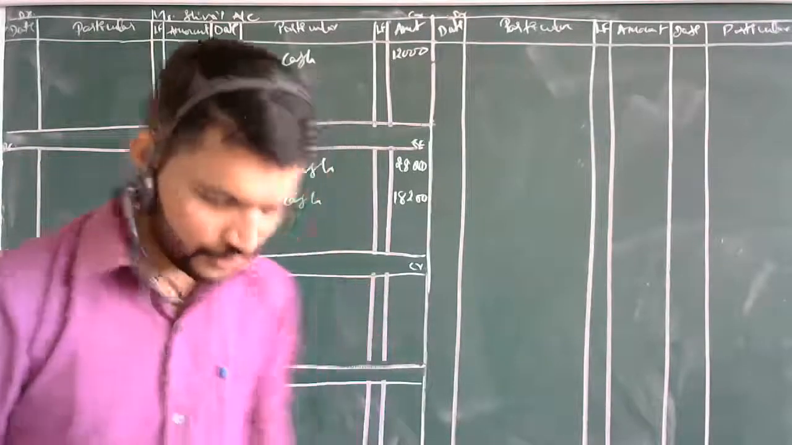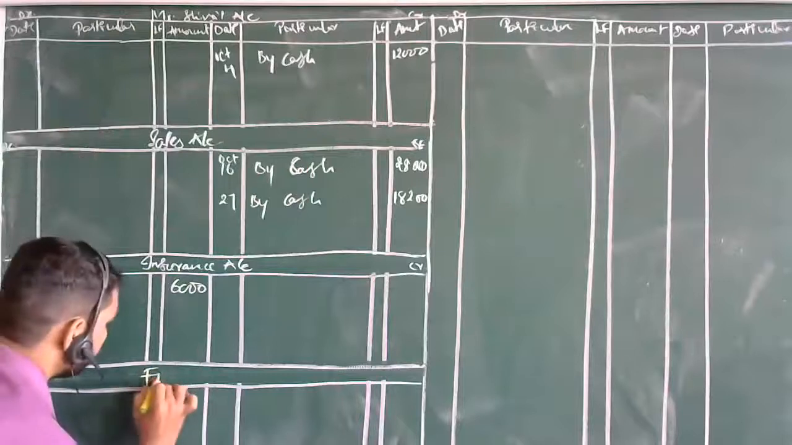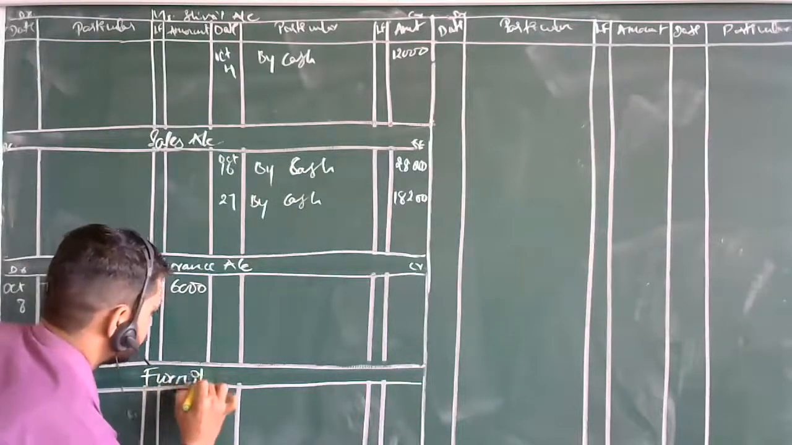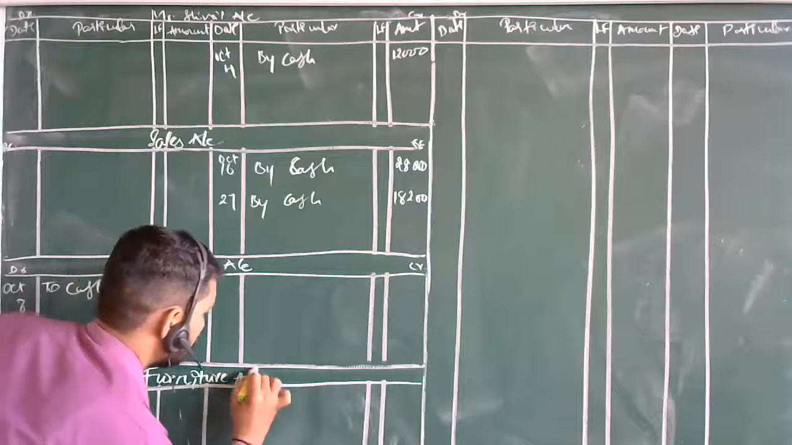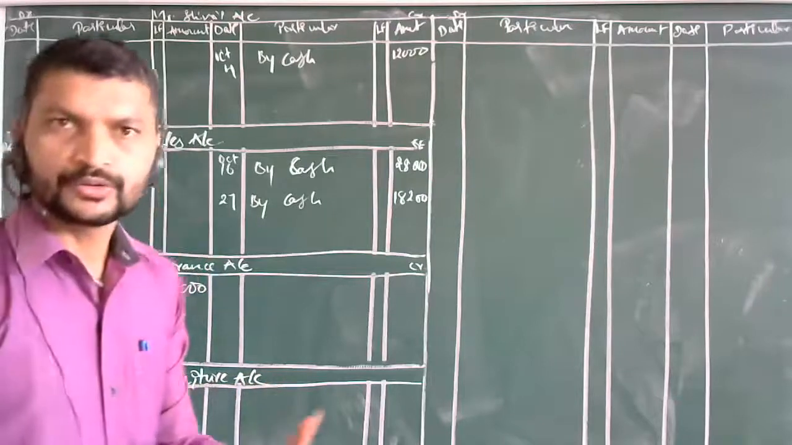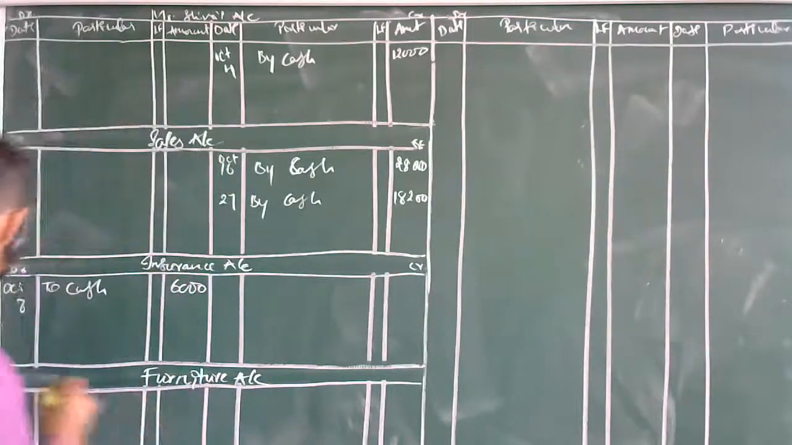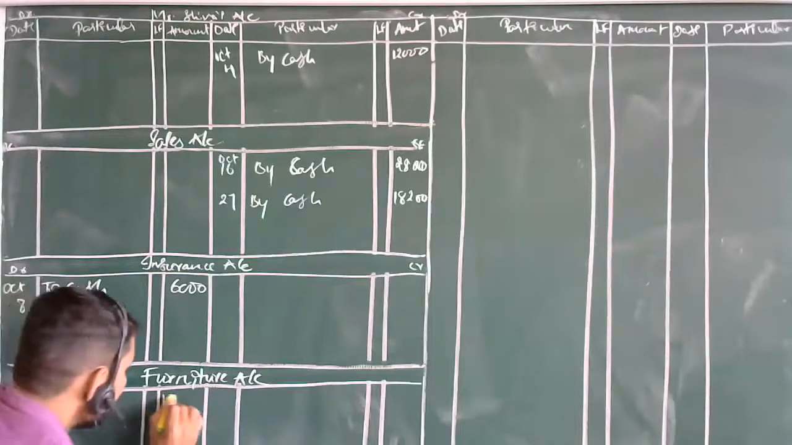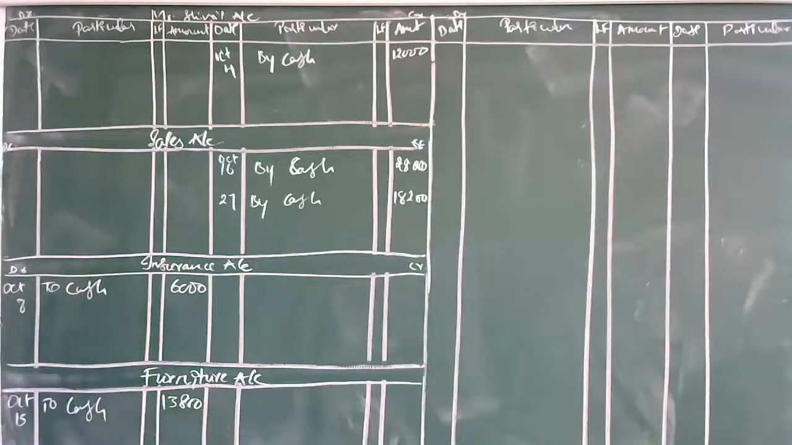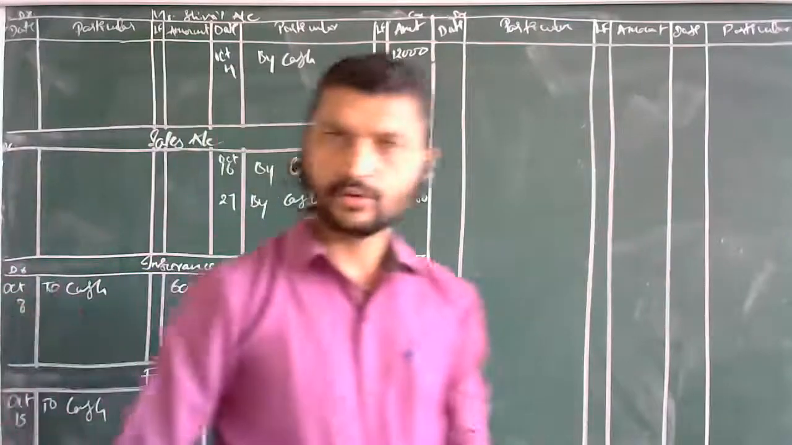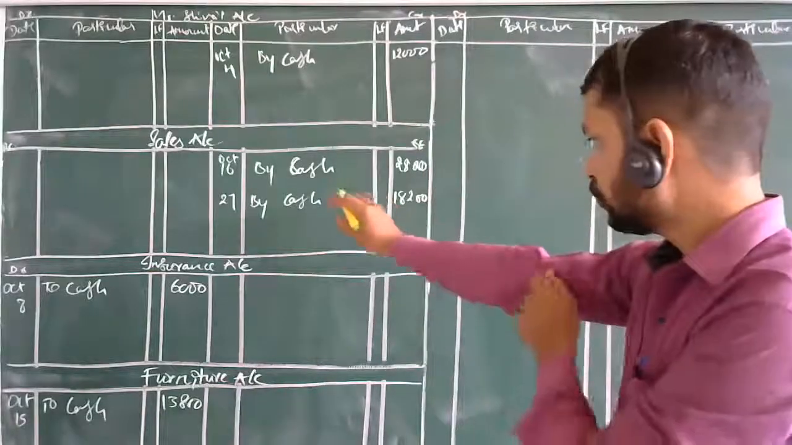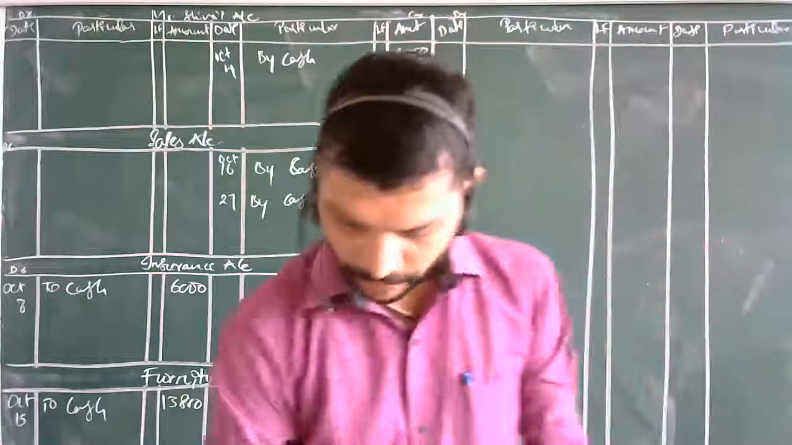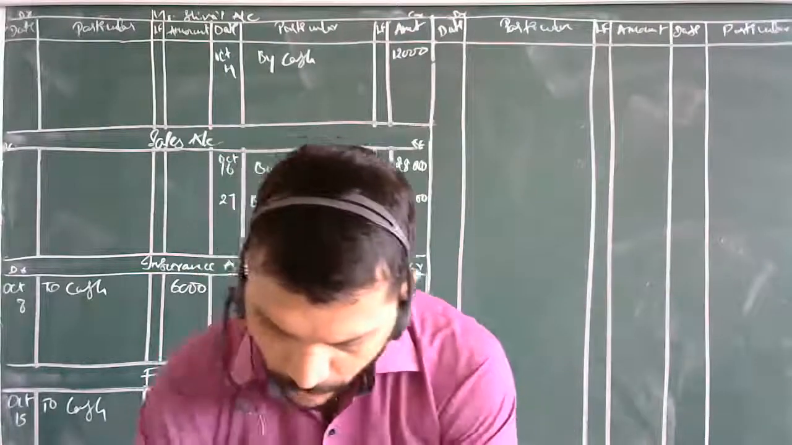Then next, furniture. Furniture account. You purchased the furniture for cash. On which date is it? 13th October, to cash. What is the value? 13,800, right? So even this entry got over. Only single entries we are having over here. We are not having any more entries about this.